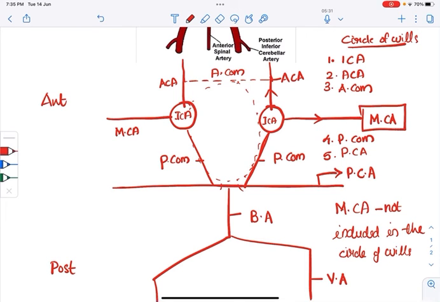So it's just a short schematic representation of the circle of Willis. I just thought it would be effective to share with you all.